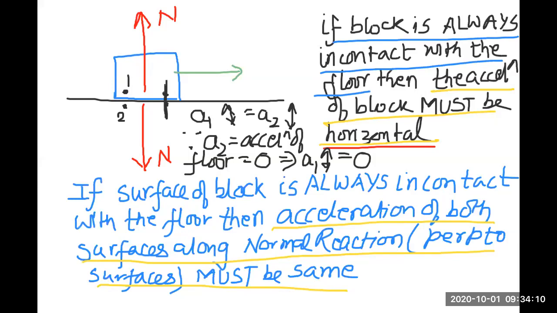So therefore the only thing which is possible is that the vertical acceleration of point 1 and point 2 remain the same. Now, since point 2 is a point on the floor, we know that, or at least here we know that, point 2 will have no vertical acceleration. Therefore, point 1 cannot have any vertical acceleration. And therefore, the acceleration of the block can only be horizontal. Okay?